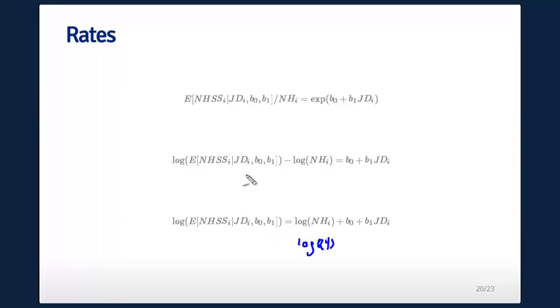Well, let's go back to this. E to the beta naught, for example, will be the expected number of hits originating from Simply Statistics out of total number of hits at day 0. Okay.